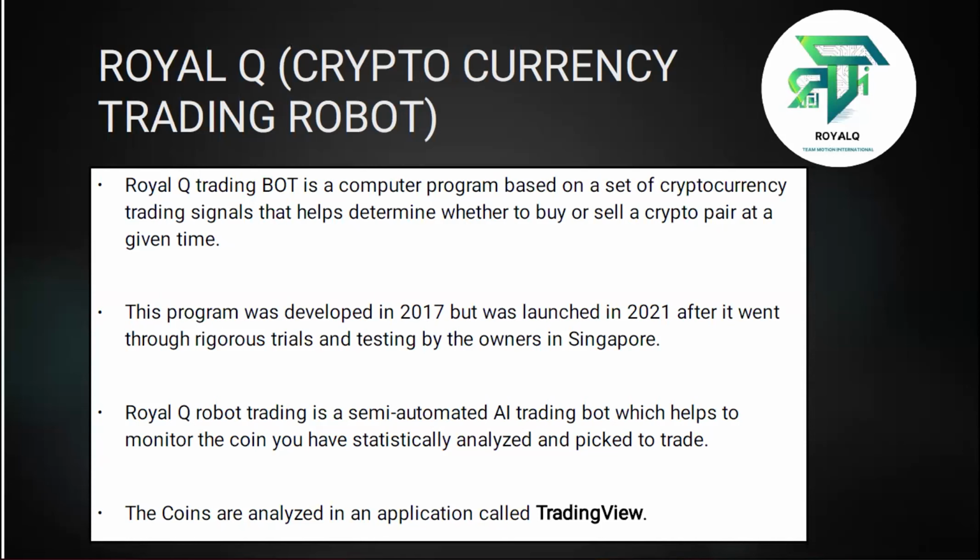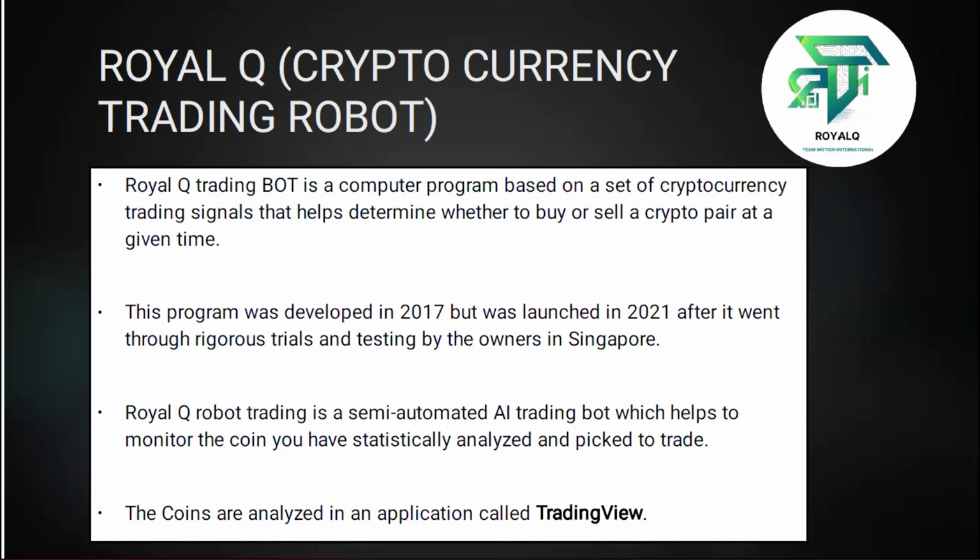As you can see on my screen, it says ReactQ trading bot. This is the definition of ReactQ. ReactQ trading bot is a computer program based on a set of cryptocurrency trading signals that helps determine whether to buy or sell a crypto pair at a given time. What this means is that the robot does the buying and selling for you. It buys and sells on your behalf. All right, let's move on.